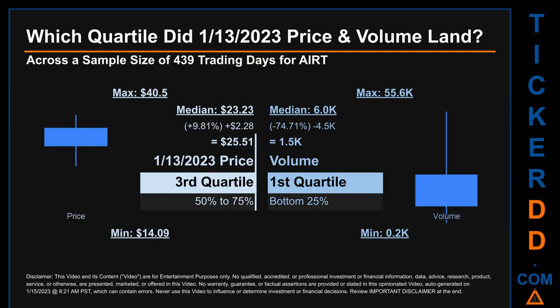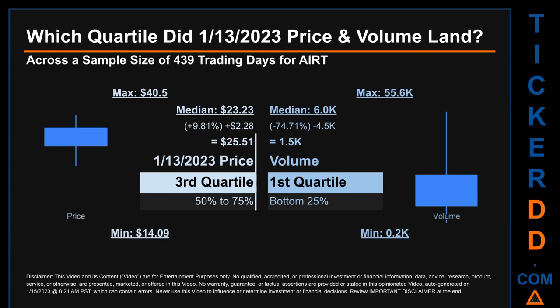Which quartile did January 13, 2023 price and volume land? Across a sample size of 439 trading days, the maximum end-of-day price for AIRT was $40.50 while the minimum was $14.09. Within that price range, January 13, 2023 price, of $25.51, landed within the third quartile, placing it within the 50% to 75% range of all sampled end-of-day prices. The day's volume landed within the first quartile, at the bottom 25% of all sampled daily volume, which saw a max daily volume of 55.6 thousand and a minimum of 0.2 thousand.